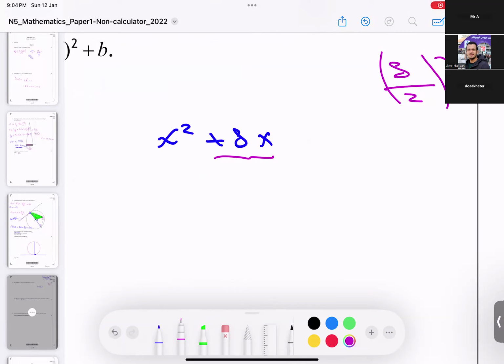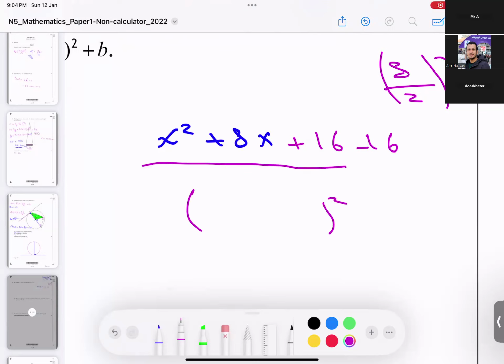So 8 divided by 2 is 4. 4 squared is 16. So let me add 16 and subtract 16. It seems like I'm adding 0, right? And I really care about those together. So let me open only one bracket, x plus 4 all to the power of 2, minus 16. This one, I need to bring it down. So I need to square the first and square the last one. The square root of x squared is going to be x. The square root of 16 is going to be 4. And this one's going to be positive. Do you get it?